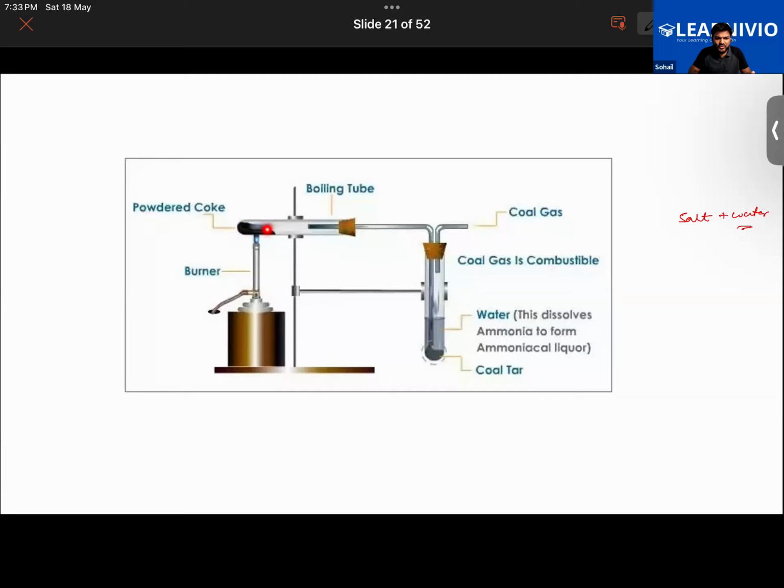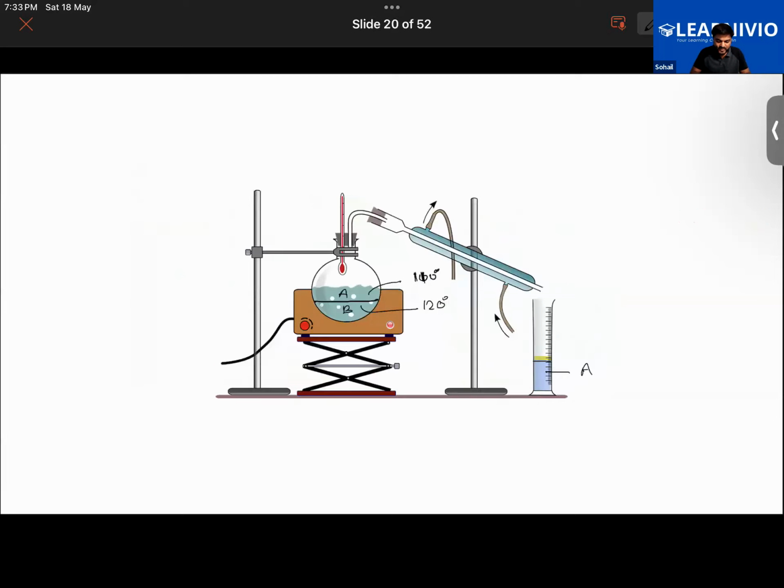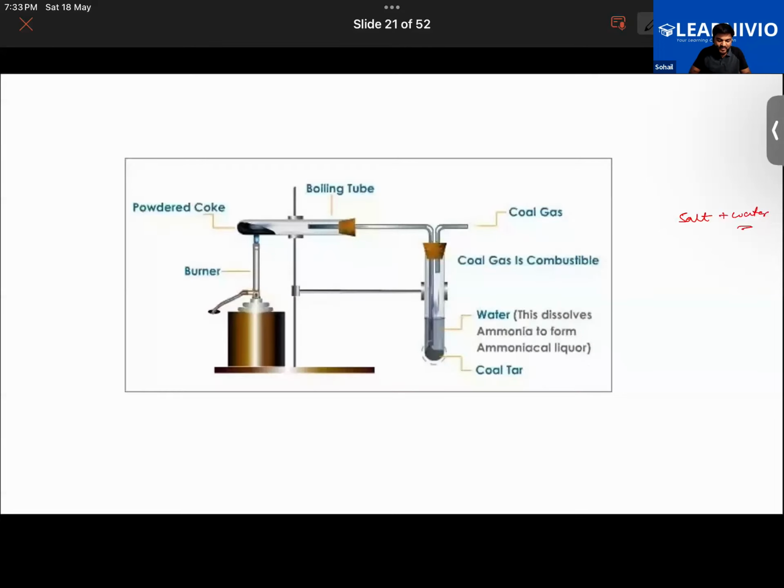And all the moisture, all the vapor from the coal will evaporate. If you can recall, vapors were coming out of this mixture. Same thing will be happening. From this coal, vapors will start to come out, and it will go into this chamber, into this test tube. And here you have taken water. So vapors are now coming in contact with water, and it will convert into coal tar.